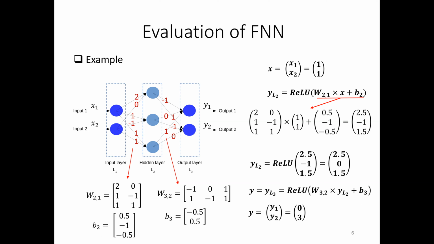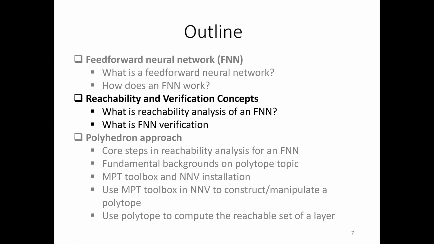Okay. So you can see that the output of the hidden layers is the input to the output layer, and then you can do it again and again to get the output of the network. So that's how we evaluate a feedforward network given a specific input vector.